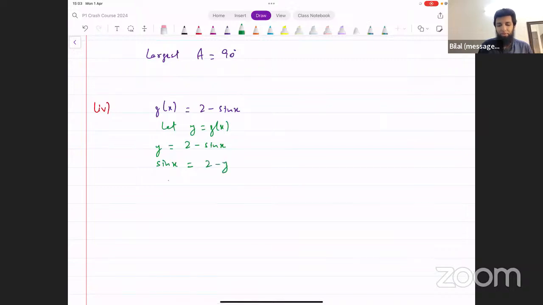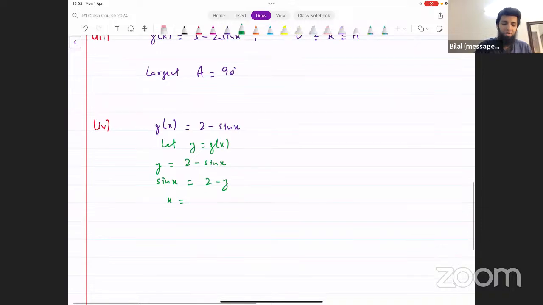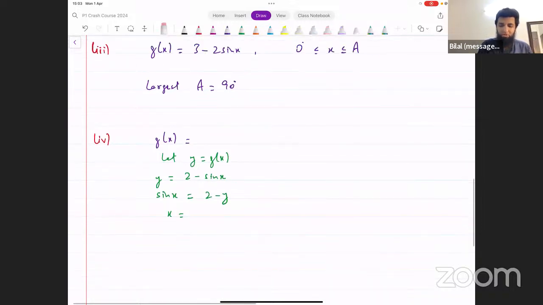Sir? Yes? Sir, it's 3 minus 2 sine x. Yeah, I'm sorry, I wrote the function wrong. I'm sorry about that. So it's 3 minus 2 sine x. Okay, so it's 3 minus 2 sine x.